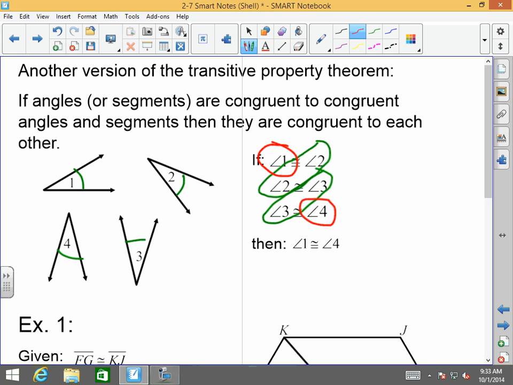If angles or segments are congruent to congruent angles or segments, then they are congruent to each other. So since angle 1 is congruent to angle 2, 2 is congruent to 3, 3 is congruent to 4, then 1 has to be congruent to 4. That's exactly right. This is a kind of a chain of reasoning. The reason why we even spoke about the chain rule was because of later properties like the transitive property. Does that make sense, guys?